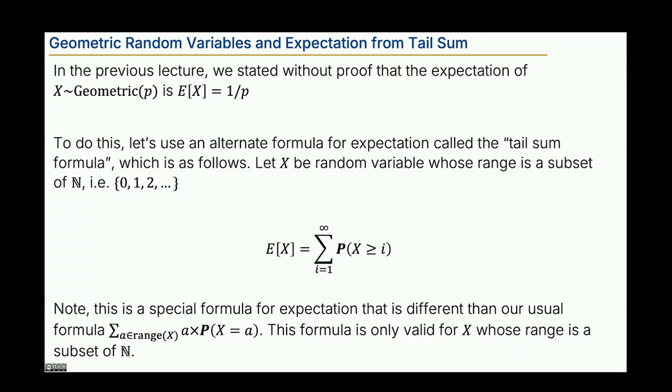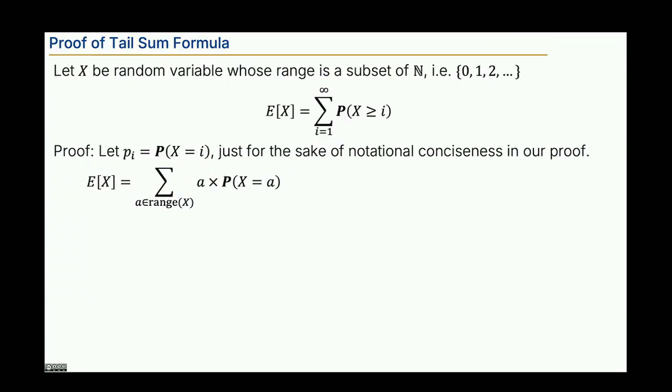So let me show you why it does work if the range is a subset of the natural numbers. I'm going to write out the usual formula for expectation, and I'm going to do one little funny notational thing. To make my notation more compact, I'm going to represent the probability of X equal to i. Remember, that's just an event. What is in that event? A question for you: the event X equals i is all the samples in the sample space that what?